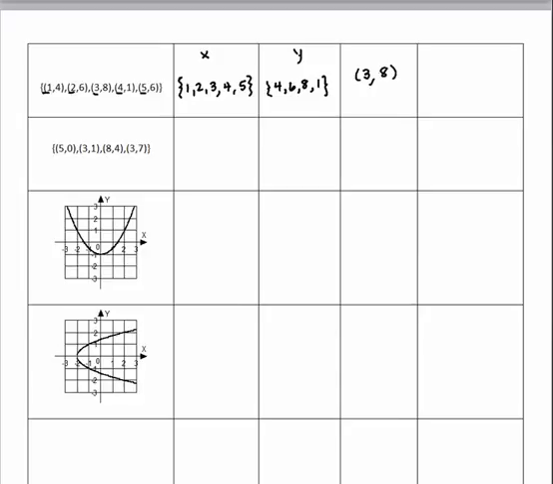And notice that because every first element is different, there's no single input that has 2 possible outputs. Every input's got just one output. And I can say that yes, this is a function.